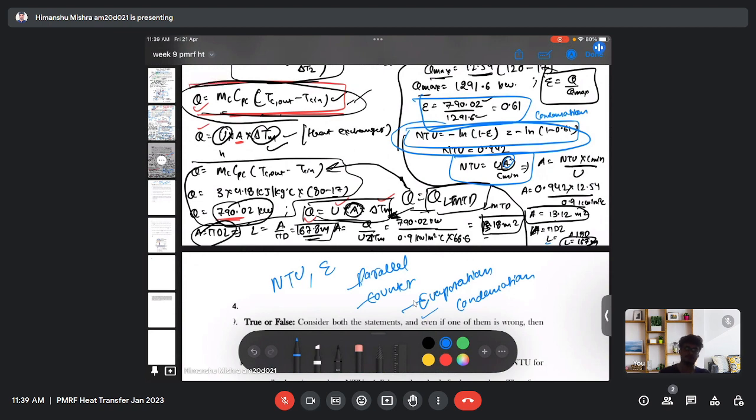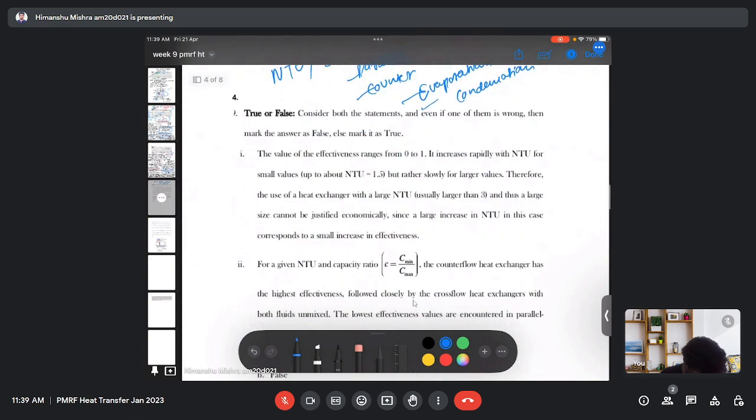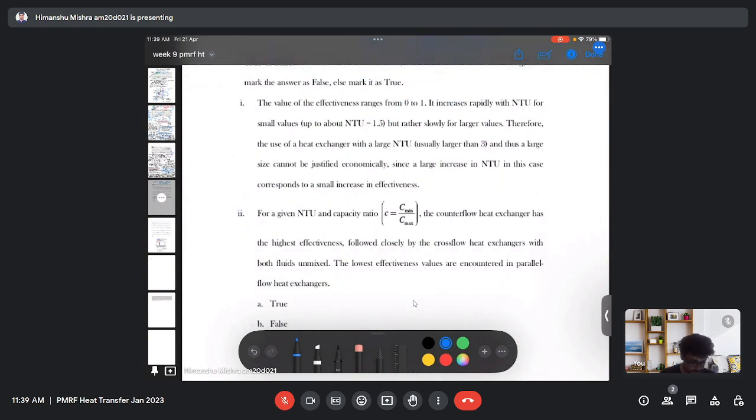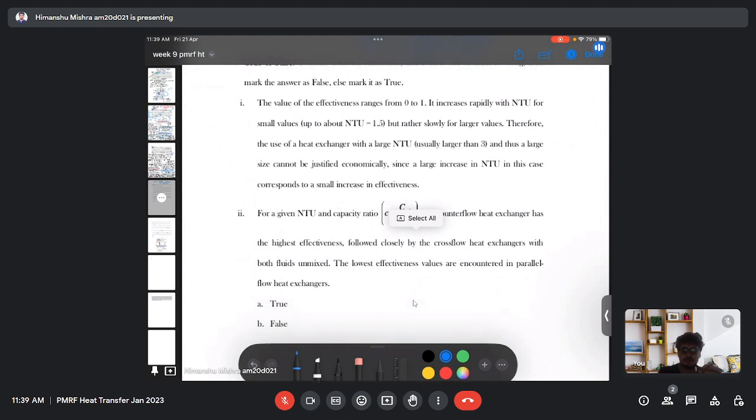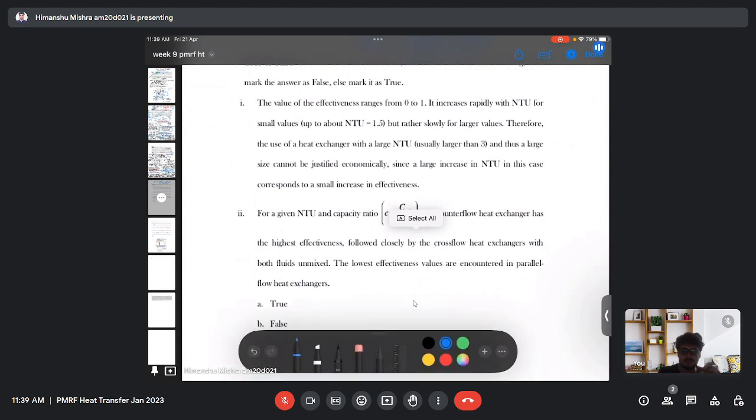So let's move to the next question. This is a true or false question. So the first statement says that the value of effectiveness ranges from 0 to 1. It increases rapidly with NTU, but rather slowly for the large values. Therefore, the use of heat exchanger with a large NTU and thus a large size cannot be justified economically, since a large increase in NTU in this case corresponds to a small increase in effectiveness.